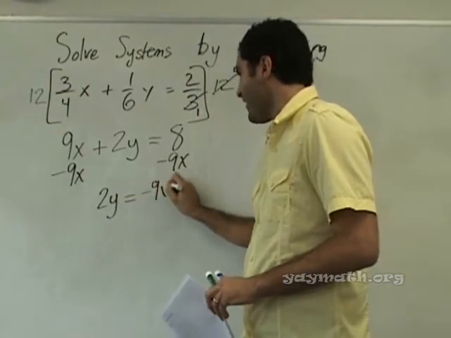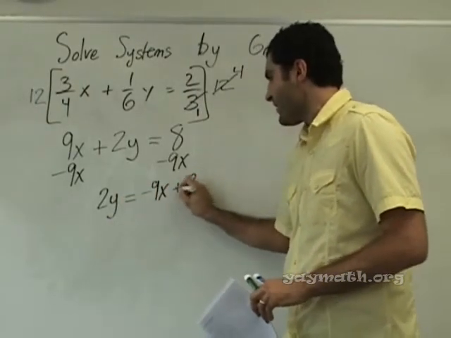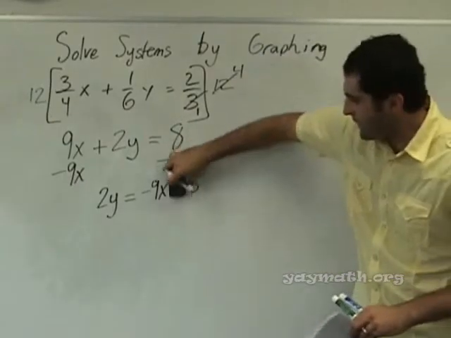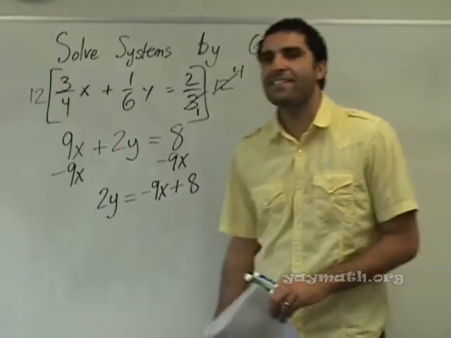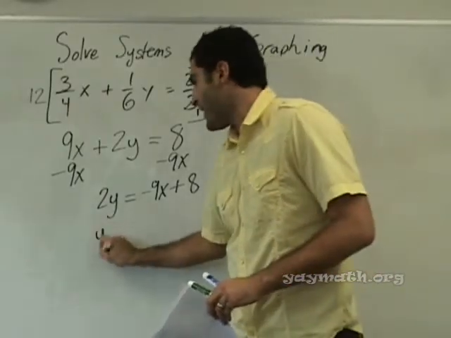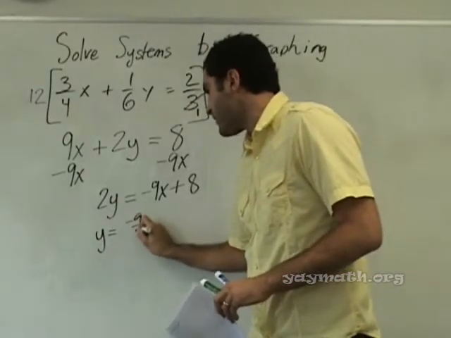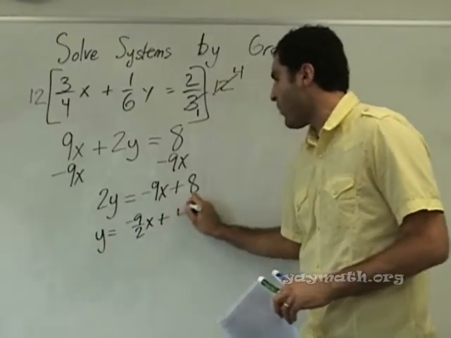negative 9x plus 8. And then divide both sides by 2, making y equals negative 9 over 2x plus 4.